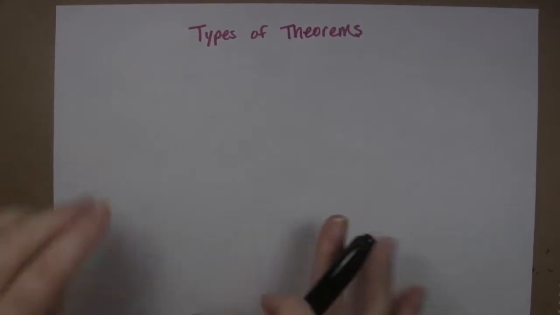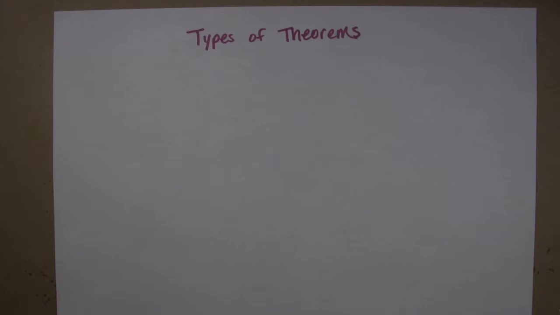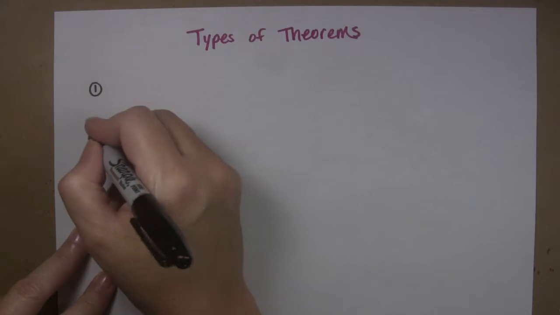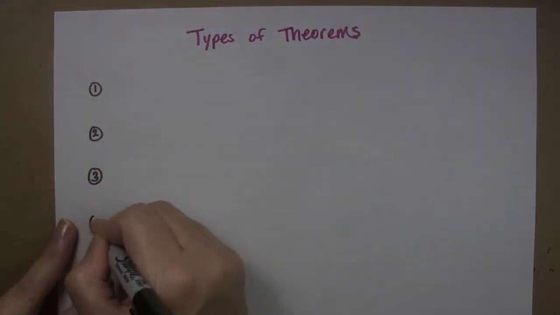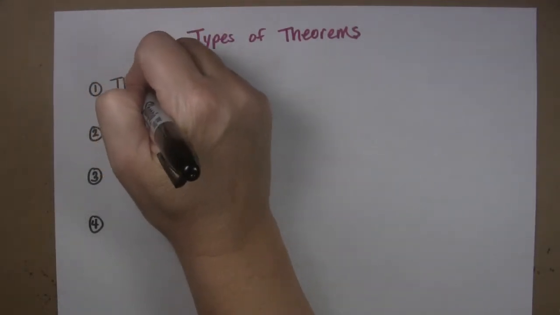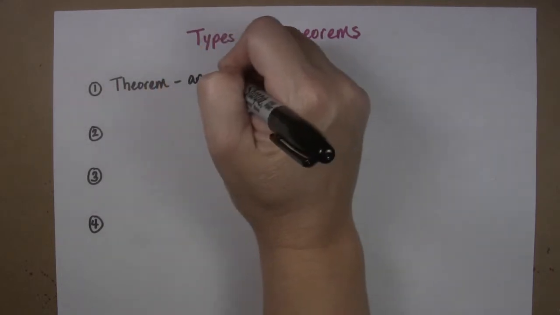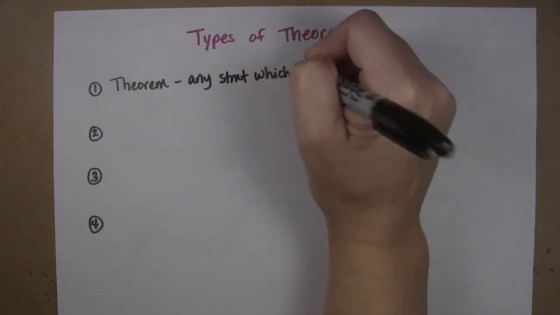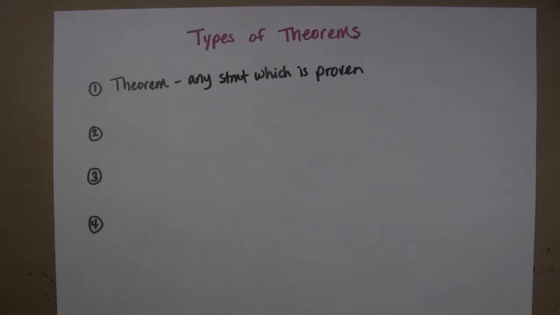Okay, we're going to do a video now on the different types of theorems. I don't know if you've been keeping up, but we actually have 4 different types of theorems. So the first type is just your regular plain old theorem. And this is any statement which is proven.